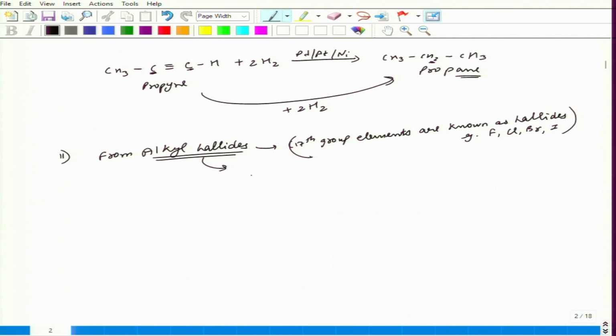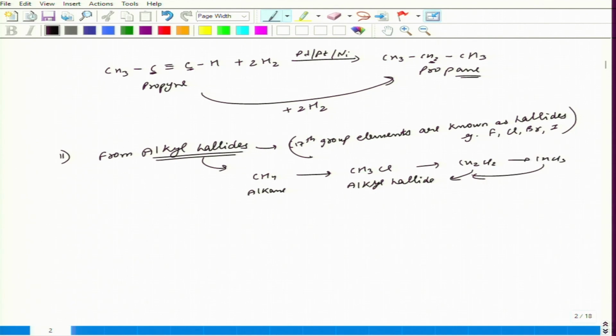So what do we mean by alkyl halides? This is an alkane, CH4. If I add one chlorine here, this is an alkyl halide. We can add 2 also, CH2Cl2, this is also an alkyl halide, and CHCl3, all these are alkyl halides. That means adding group 17 elements to hydrocarbons.